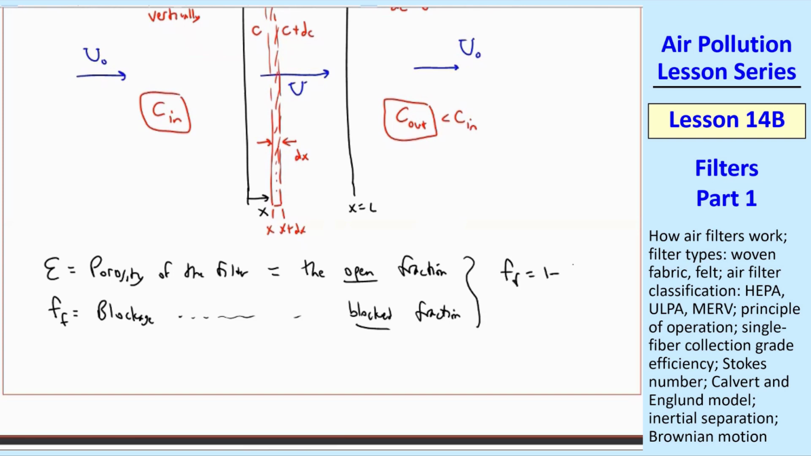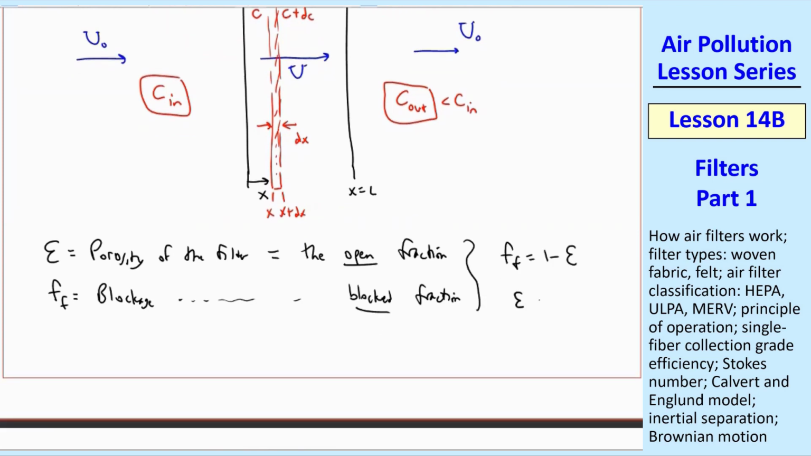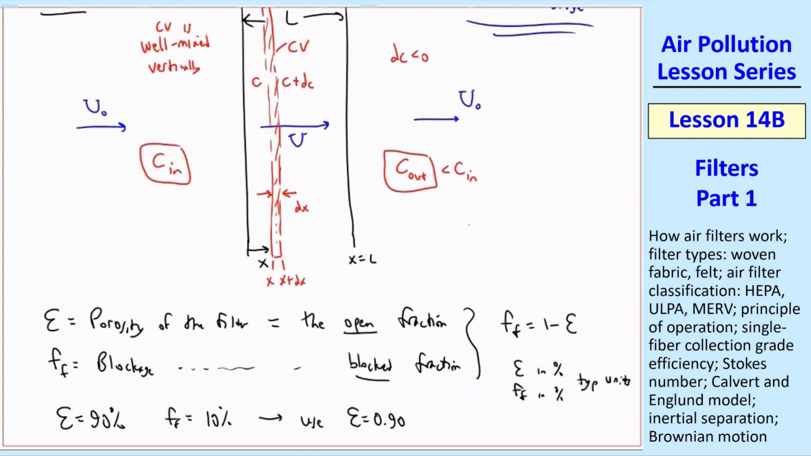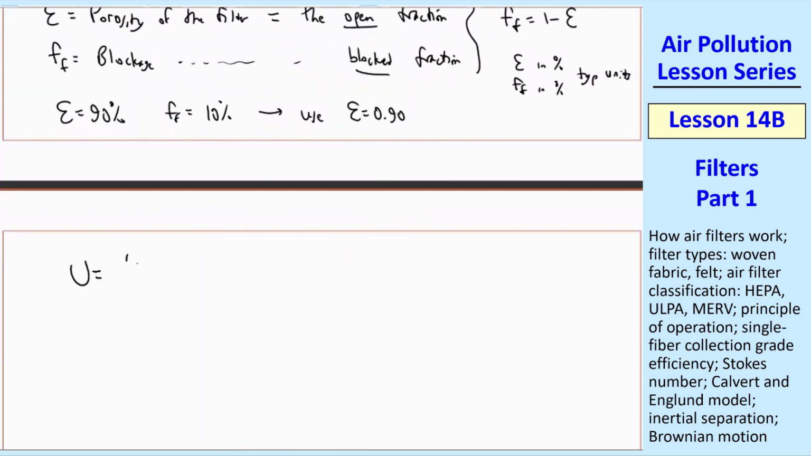FF is 1 minus epsilon. We can write epsilon in percent and FF in percent in typical units. If epsilon is 90% open and FF is 10%, to use in equations we would use epsilon equals 0.90. Because of the blockage, U is bigger than U naught. In fact, U is equal to U naught over epsilon. Since epsilon is always between 0 and 1, we therefore have a bigger U than U naught.